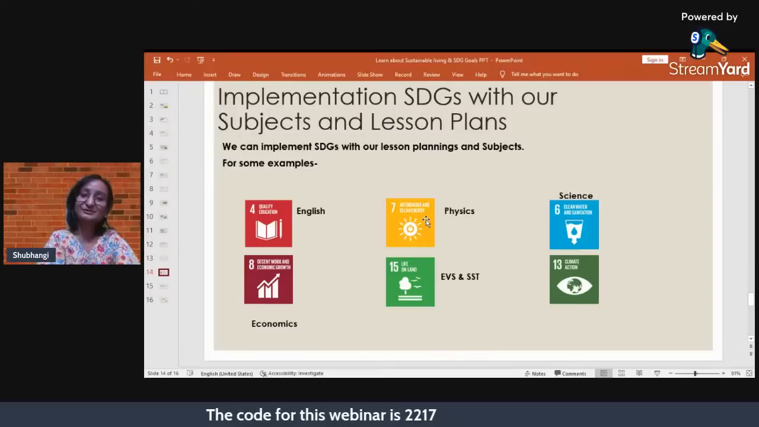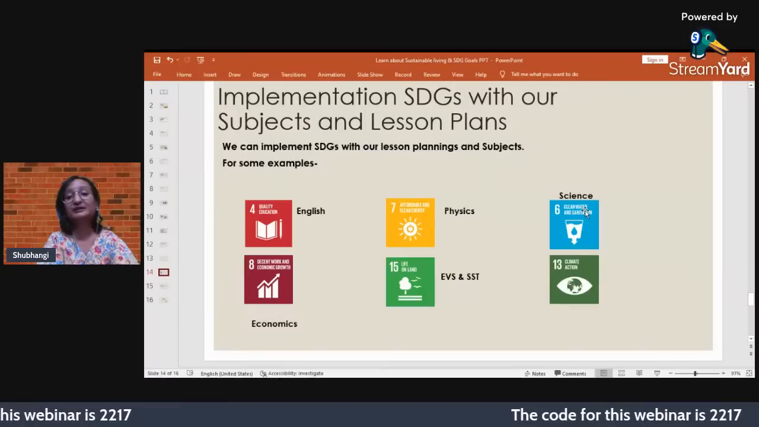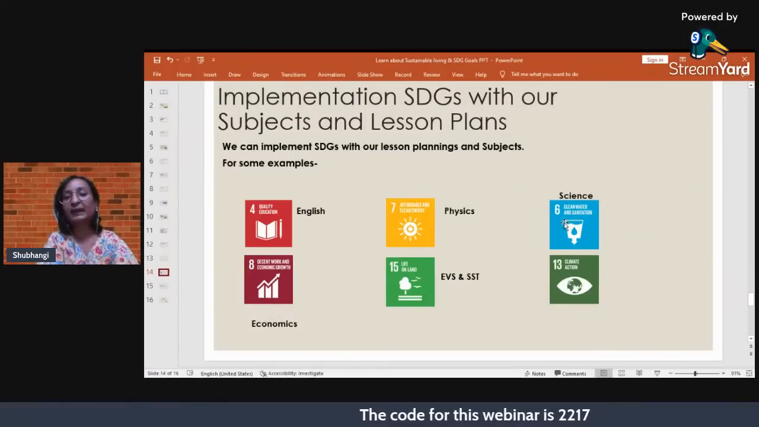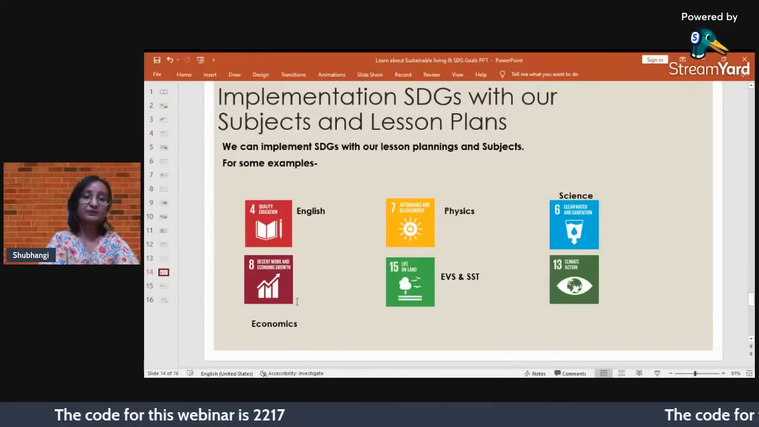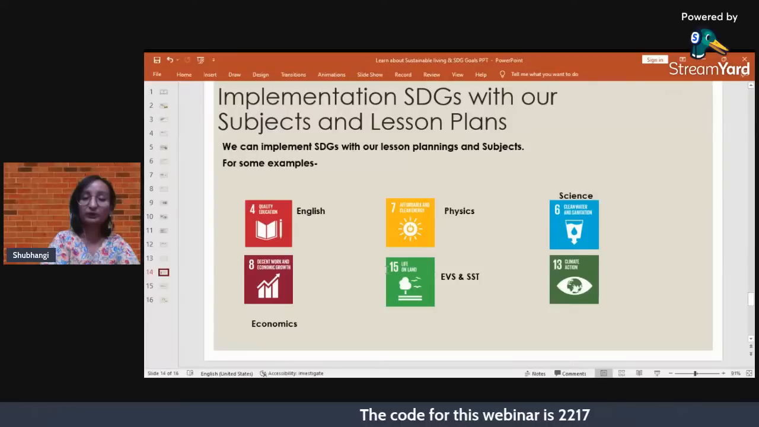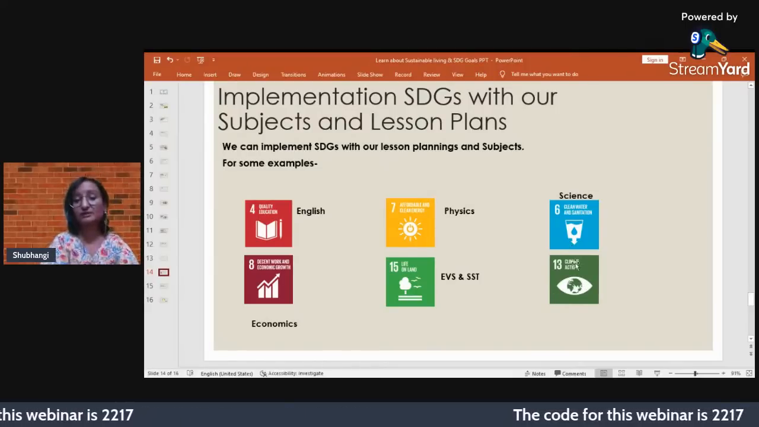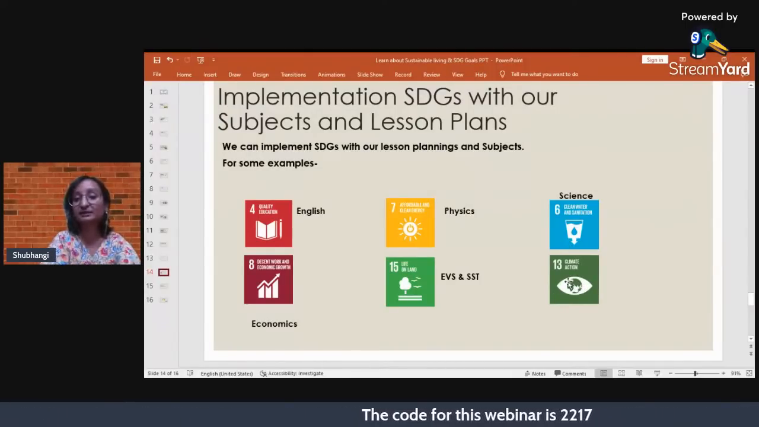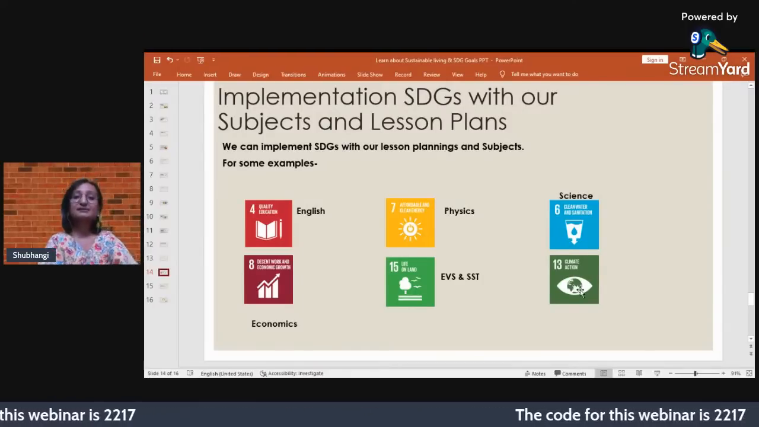So SDG 7 could be affordable and clean energy with physics, and SDG 6 could be clean water and sanitation in science. SDG 8 could be decent work and economic growth, which can be included with economics. SDG 15, life on land, would be with SST or EVS. Climate action, SDG 13, can also be included with science. So these are some of the examples.